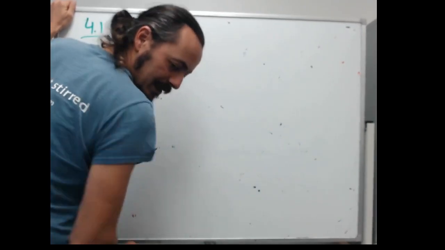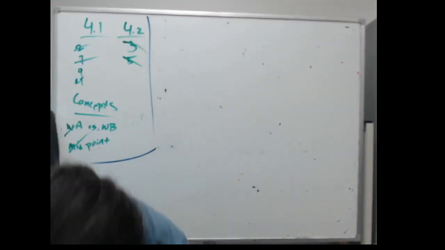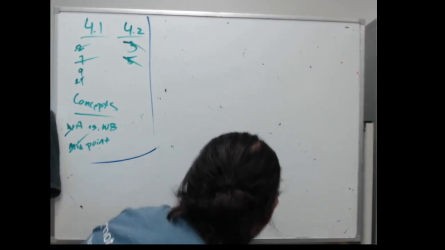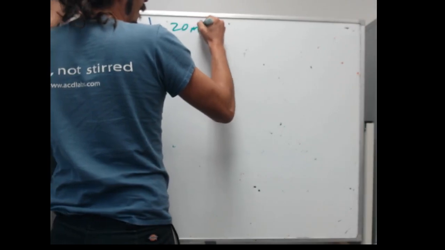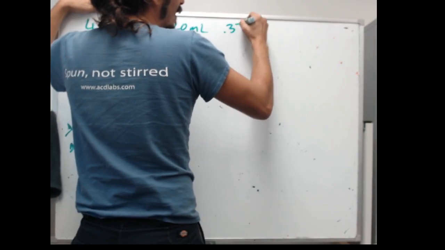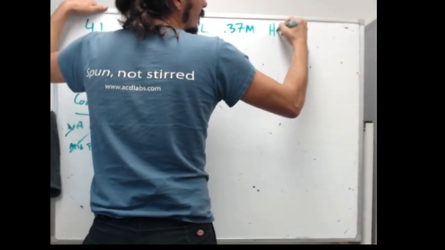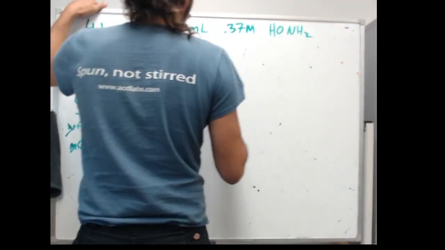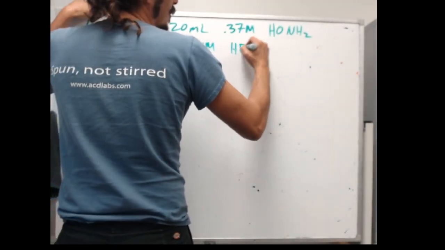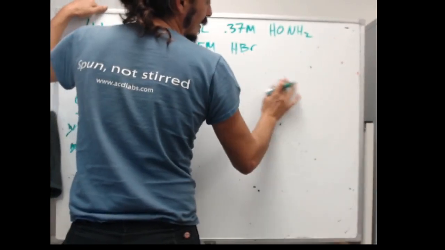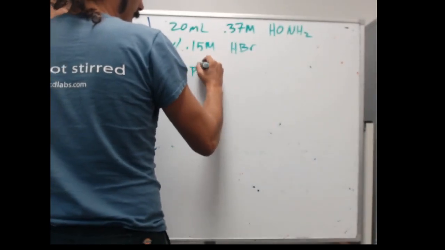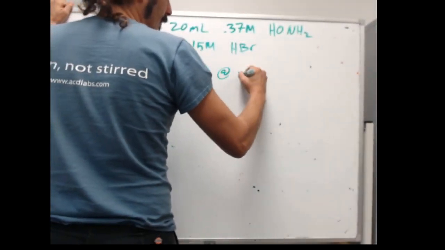Okay, do me a favor, Reed, what's number 9 got us doing? Consider 20 milliliters of solution of 0.37 molar hydroxylamine mixed with different volumes of 0.15 molar hydrogen bromide, hydrobromic acid. Okay, so the first one is what's the pH of the original solution before adding acid?